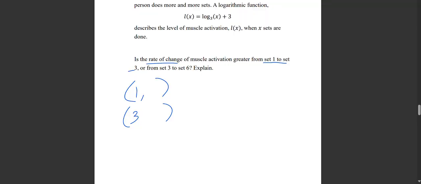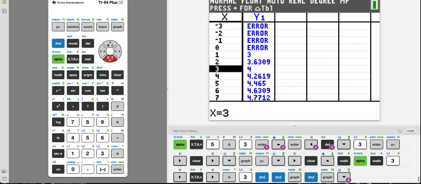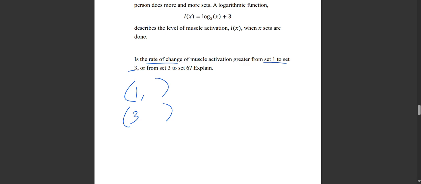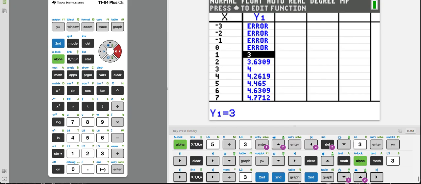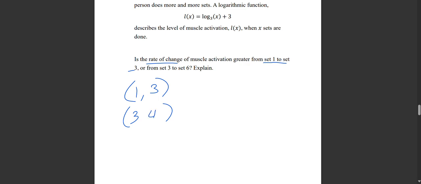So, set 1 to set 3. On set 1, I'm getting activation of 3. Set 3, I'm getting an activation of 4. So we would label our coordinates and do a slope formula: 4 minus 3 over 3 minus 1, so 1 over 2 is my rate of change.